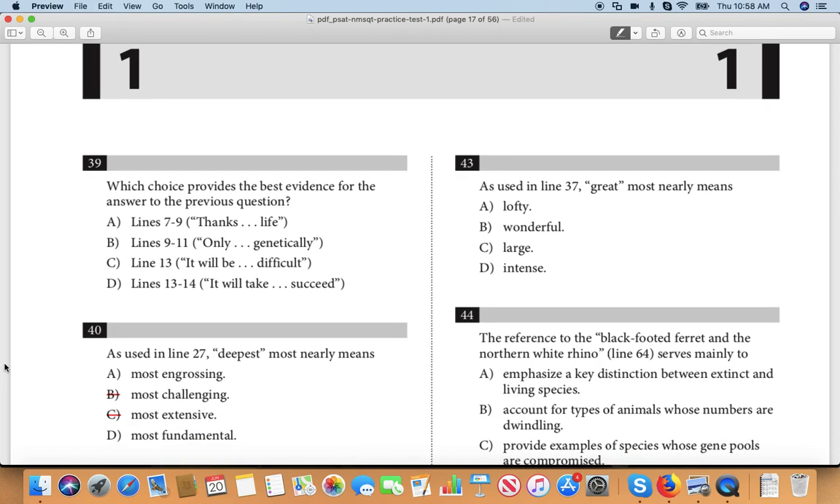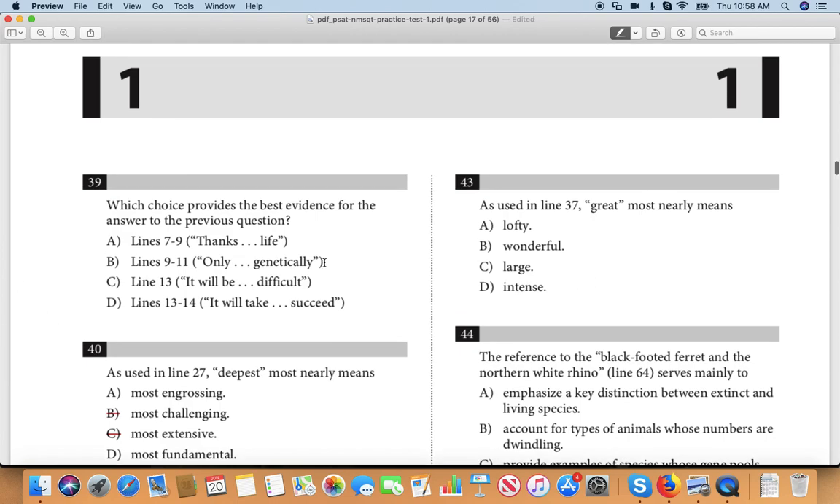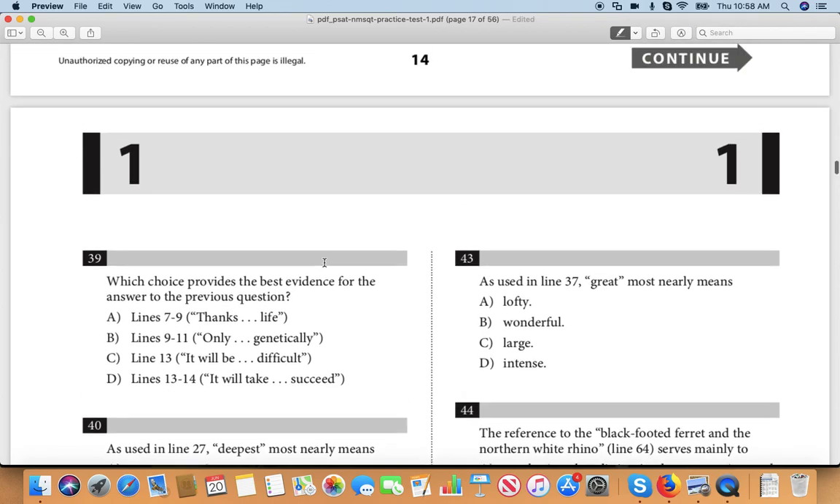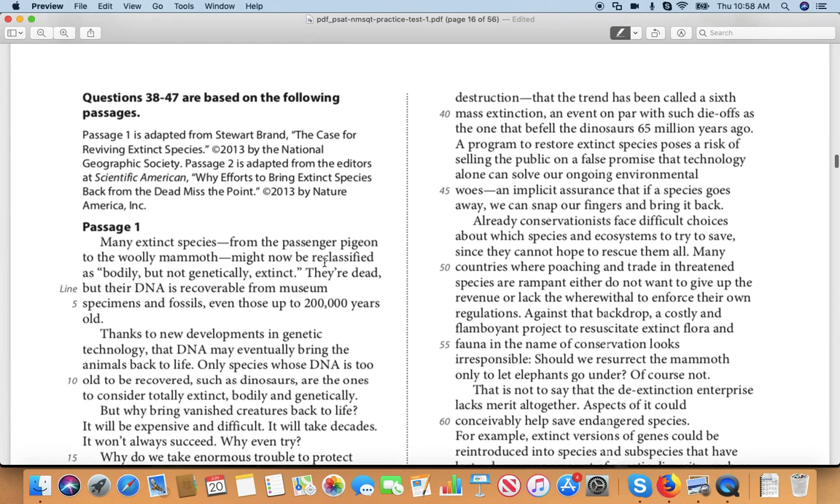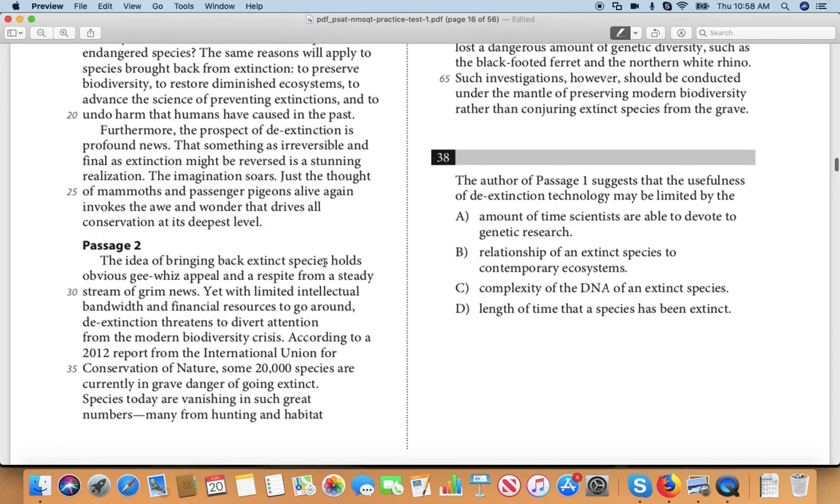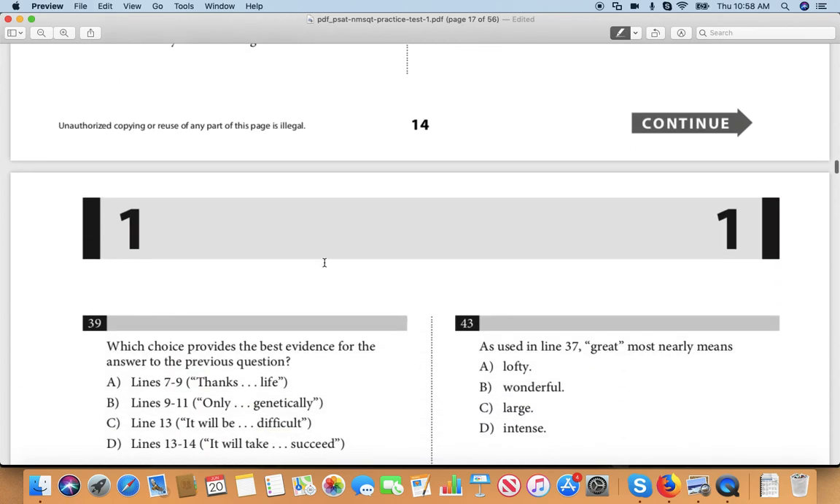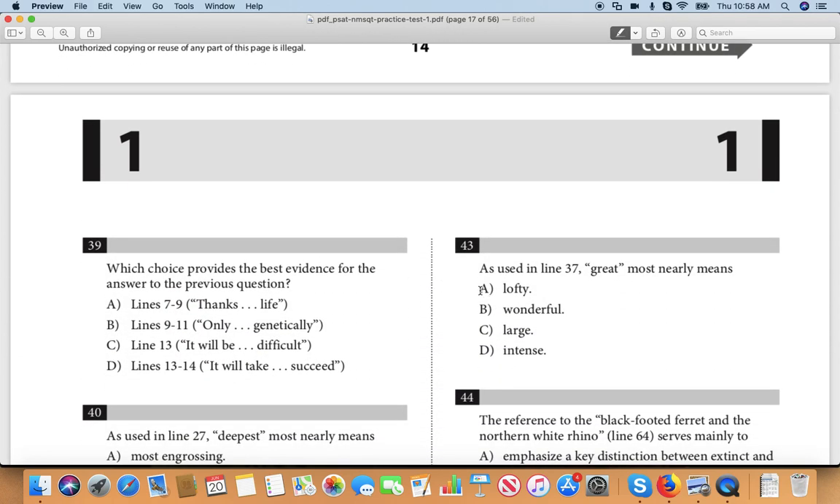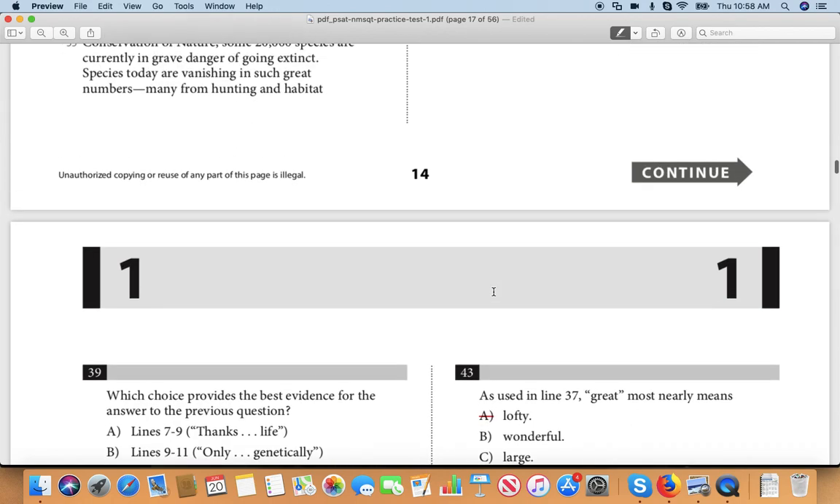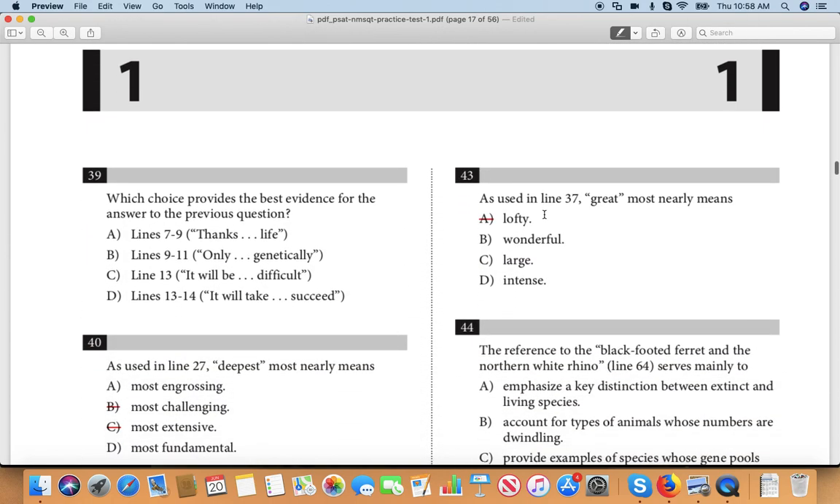Okay, so using line 37, great most nearly means. We know the method here, right, Ava? Yep. Let's plug in lofty for great in the sentence where line 37 is. Species today are vanishing in such lofty numbers. How's that? If you're laughing at an answer choice, it's probably not. Well, great. Probably not.